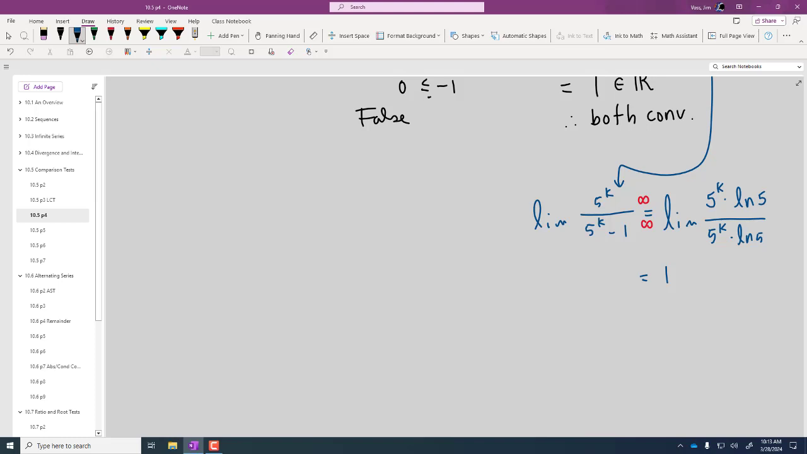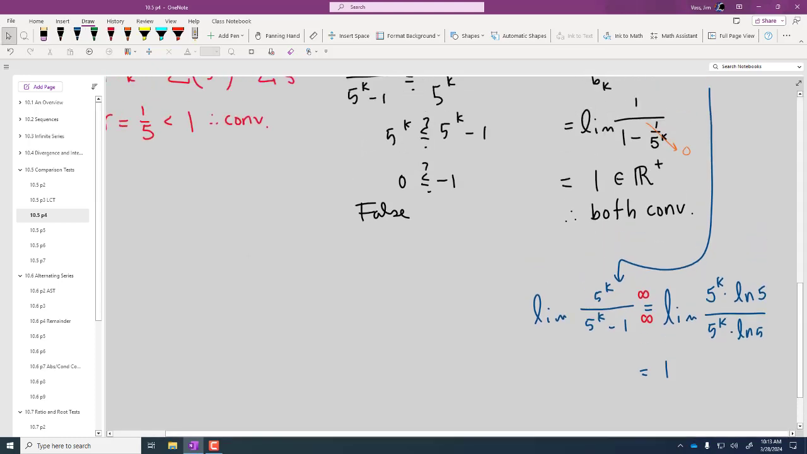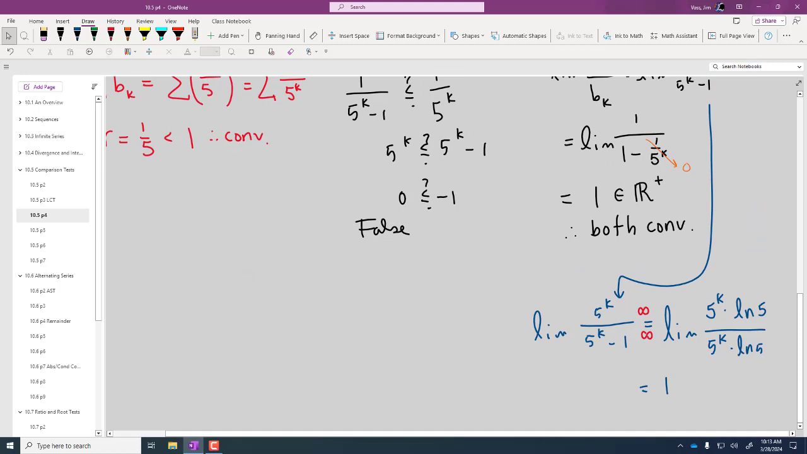Positive real. Positive real means both series do the same thing. So you can do that limit either way. Any questions on the steps? Yeah, can you go over that, taking the dominant?